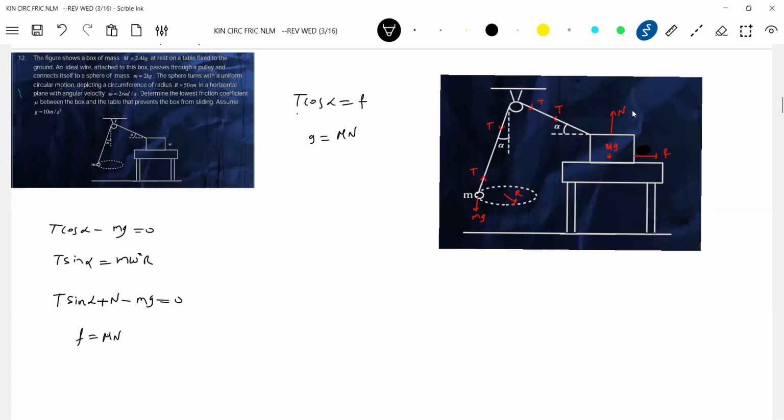Small mg, there are two m's here. T sin alpha plus N minus m, small m, capital M are there, just be alert. Small m g equals mu N. Further, you can replace N with capital Mg minus T sin alpha. So small mg equals mu times capital Mg minus T sin alpha, and T sin alpha we can write as m omega square r sin alpha.